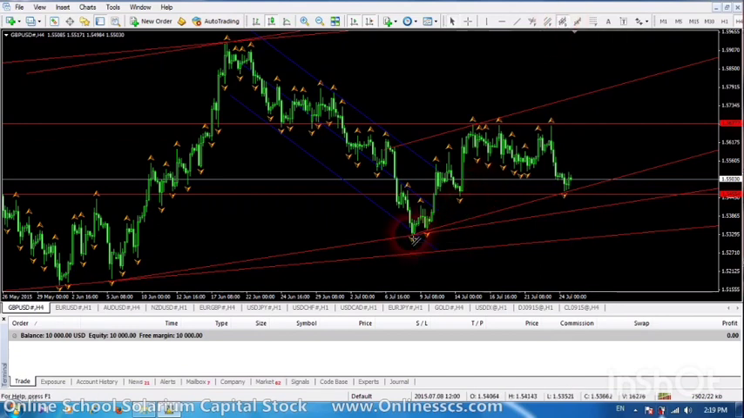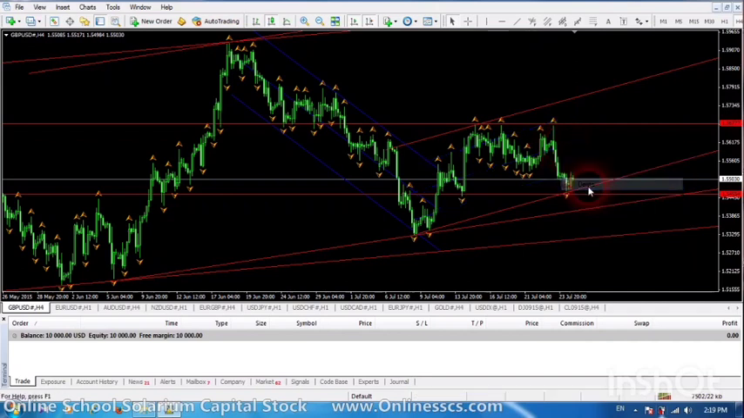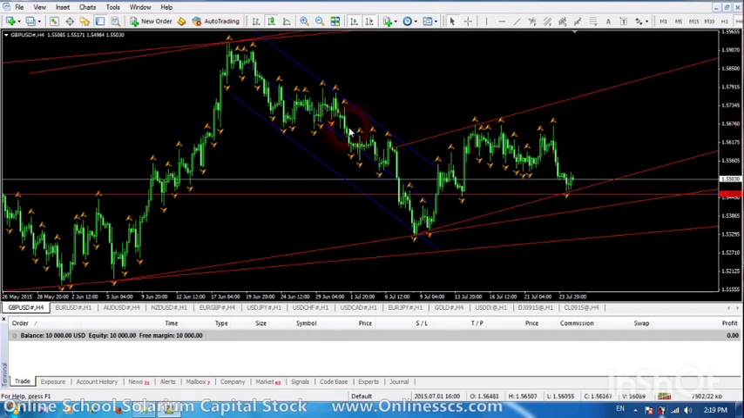Standard deviation channel is exactly like the linear tool, but the linear tool is more precise and it has fewer errors. So they're the same. The next tool we're going to talk about, let me delete these first.